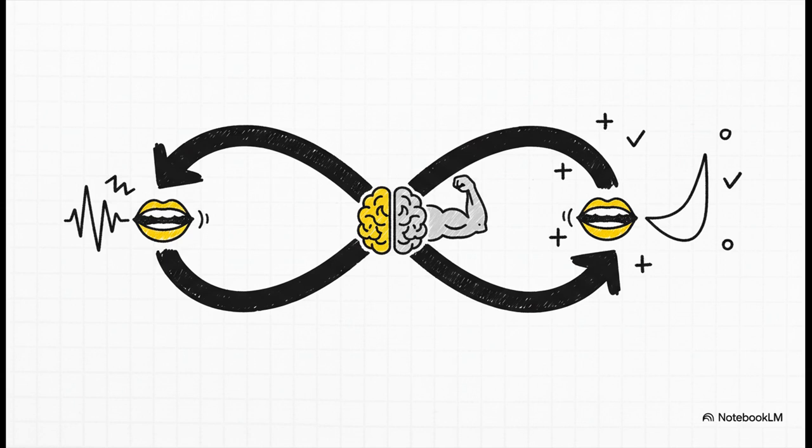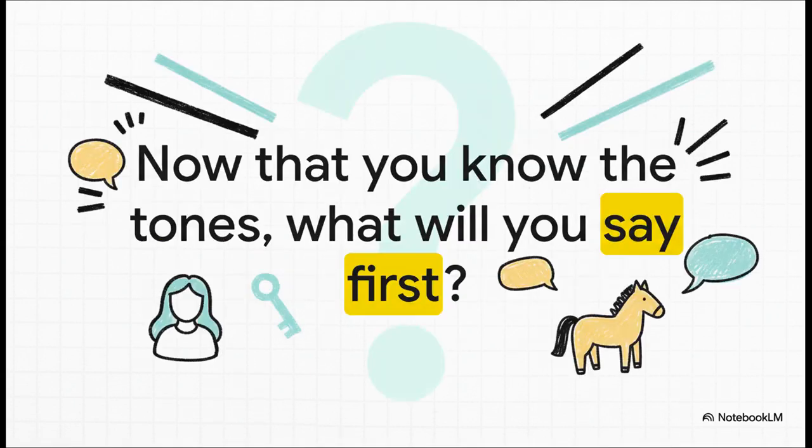There's no magic shortcut. So, you see? The four tones aren't some scary obstacle you have to get over. They're actually the keys that unlock the whole language. Now that you know the difference between ma and ma, the only question left is, what's the first thing you're going to say?